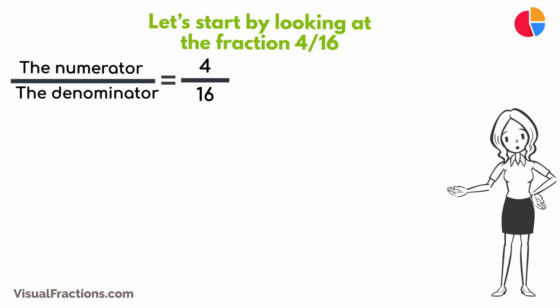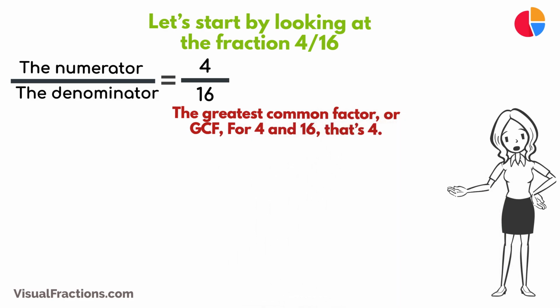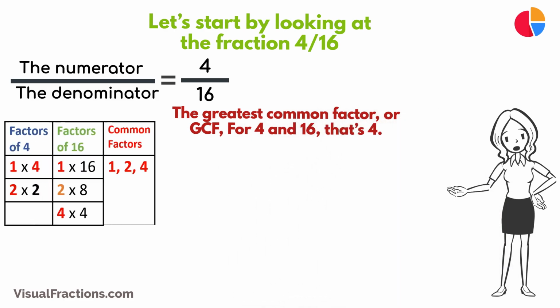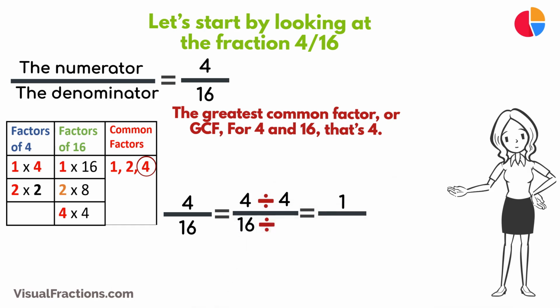The greatest common factor, or GCF, is the largest number that can evenly divide both the numerator and the denominator of a fraction without leaving a remainder. For 4 and 16, that's 4. We start by dividing 4 by 4, which gives us 1. Then we divide 16 by 4, which results in 4.